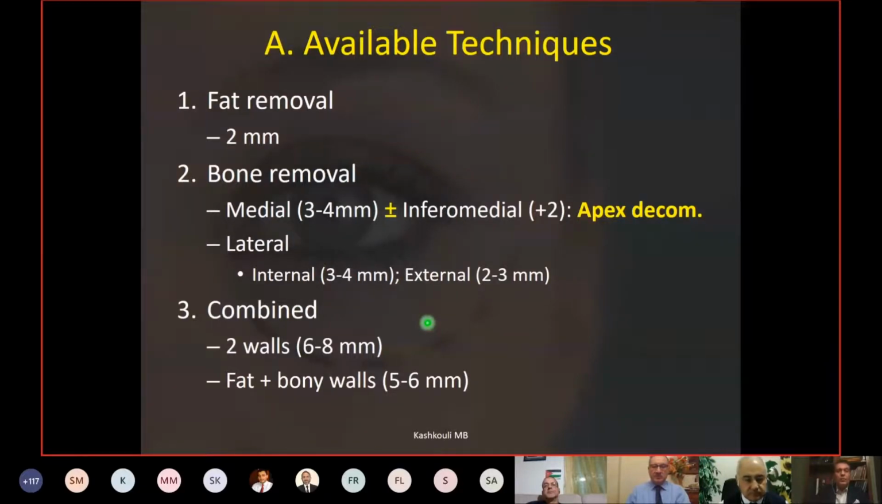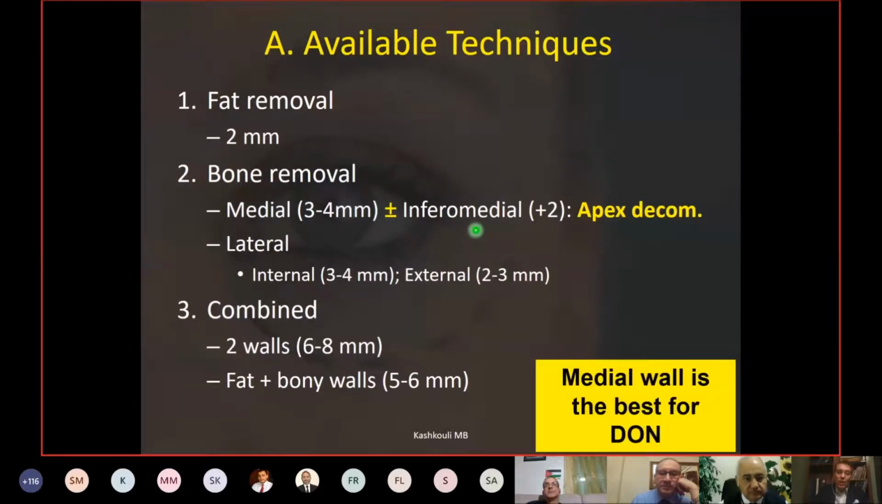That's why what we know is we are moving from the medial wall of the orbit, coming down inframedially, going to the infratemporal area here for fat removal, and going into the internal lateral wall. The medial wall is the best for DON. We know this is where we can decompress the optic nerve the best.